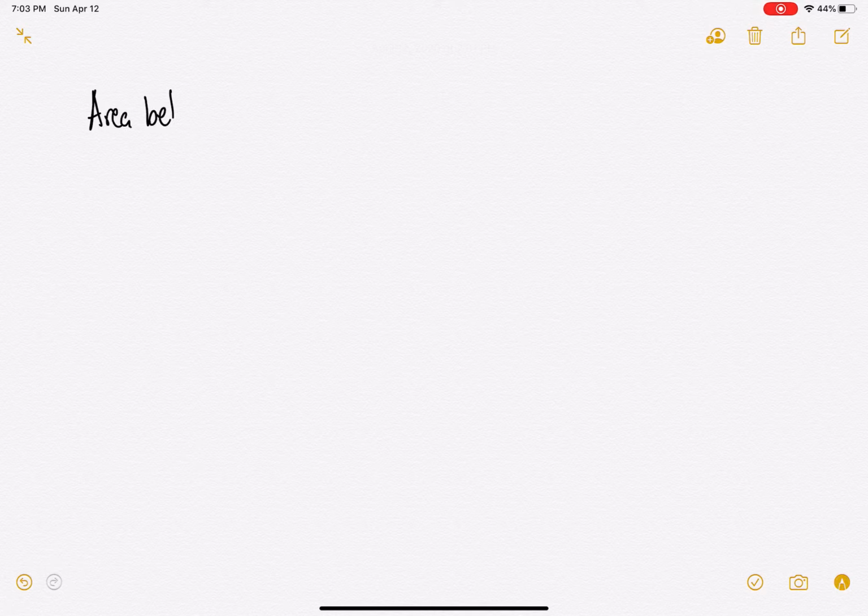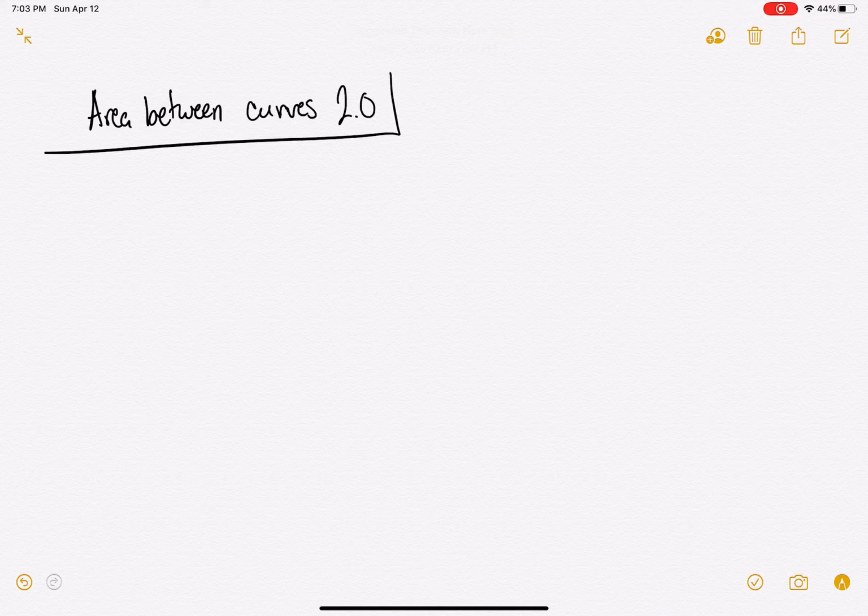We're back. Day 2 of the area between curves. Area betwixt curves 2.0. I'm just going to go through 2 examples and then I'll be done.